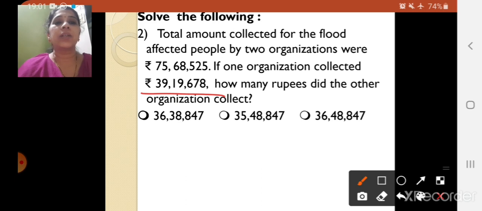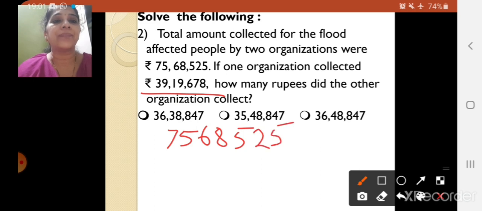So first what we are going to do, we are going to subtract, right? Because it has asked how many rupees did the other organization collect. So we'll start with the subtraction. First we'll arrange the numbers. What is there? 75,68,525 minus now 39,19,678. So we'll start from right hand side. 8, 7, 6, 9, 1, 9 and then 3, right?